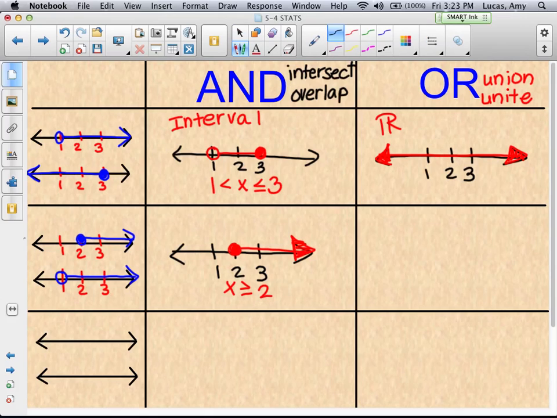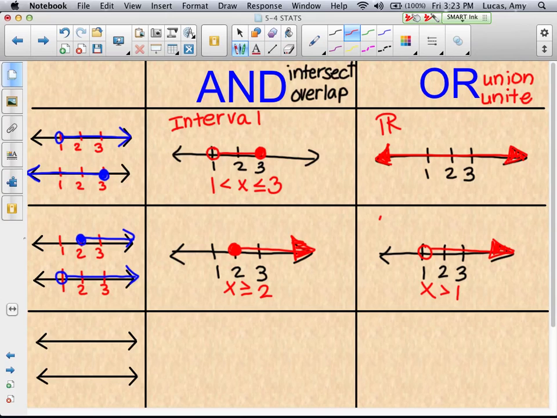Now my union, if I switch the word to or, is going to look a little bit different, because my union, when I combine them or unite them together, is going to start at the 1 instead of the 2. Because the numbers don't have to be on both of those rays, they just have to be on one or the other. So x is greater than 1.